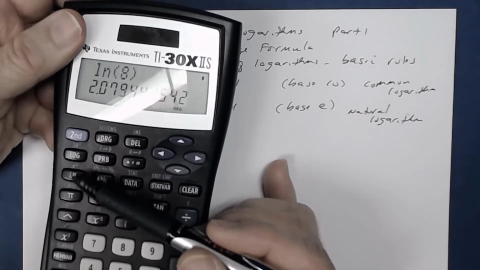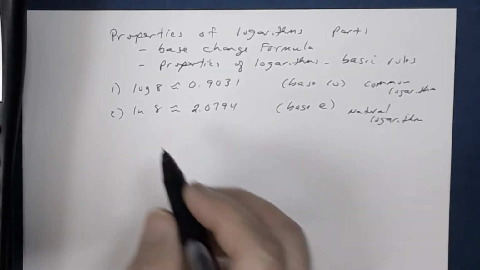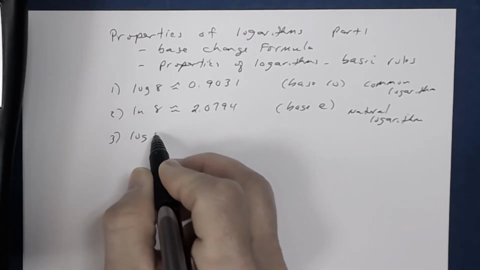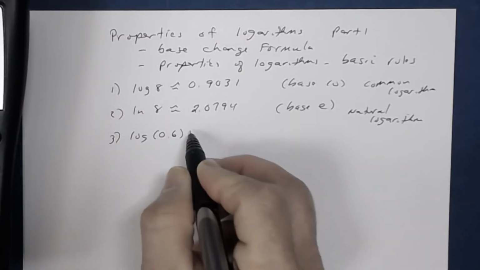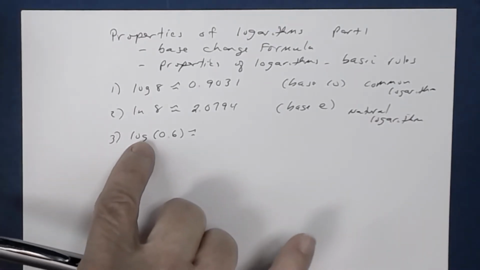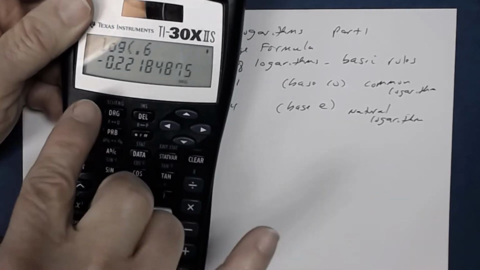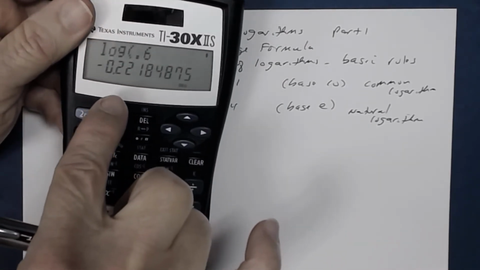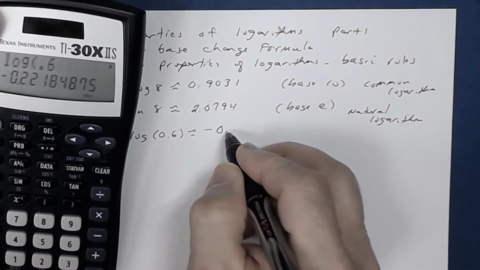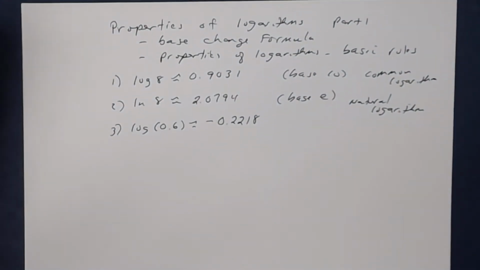Okay, so it's very easy if you're given the log of 8, or the natural log of 8, or the log of, let's say, 0.6. And remember, if there's no base listed, you're looking at the common logarithm, so base 10. So if I take the log of 0.6, you'll notice I get a negative 0.2218.